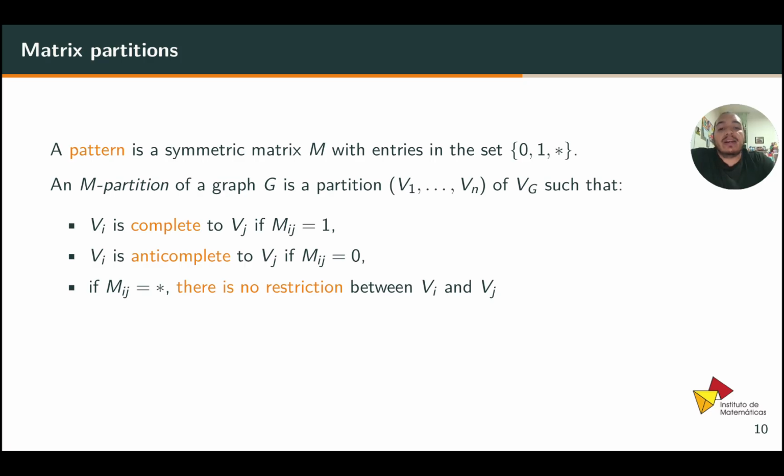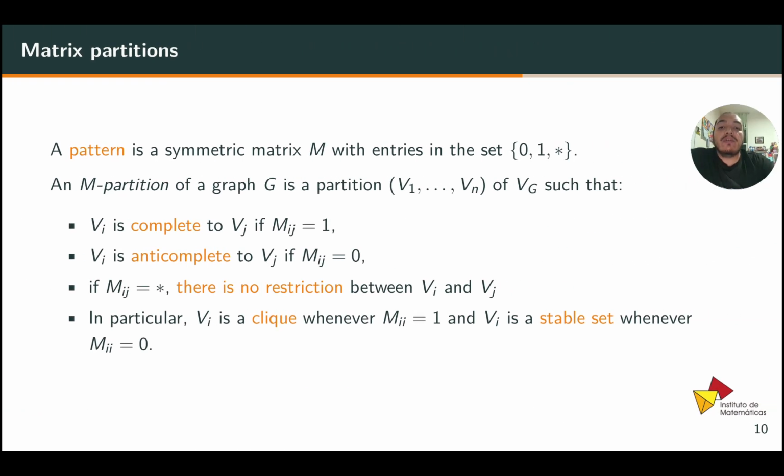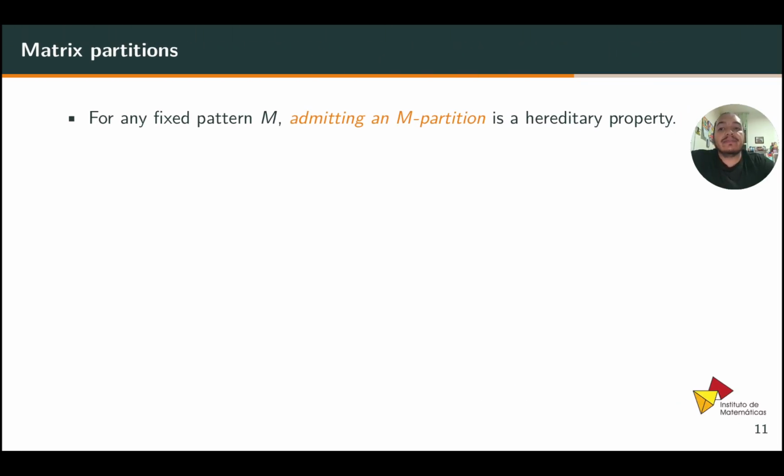So maybe some of them are adjacent, some of them are not, maybe all of them are or none of them are, we don't care about it. Particularly for the entries in the diagonal of M, if M_ii equals 1, then that means that the set B_i is a clique, and if M_ii equals 0, that means that the part B_i is an independent set.